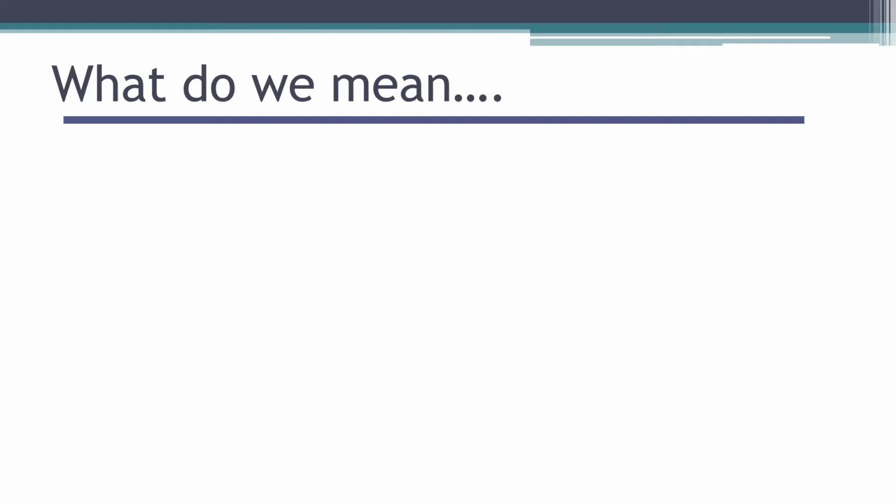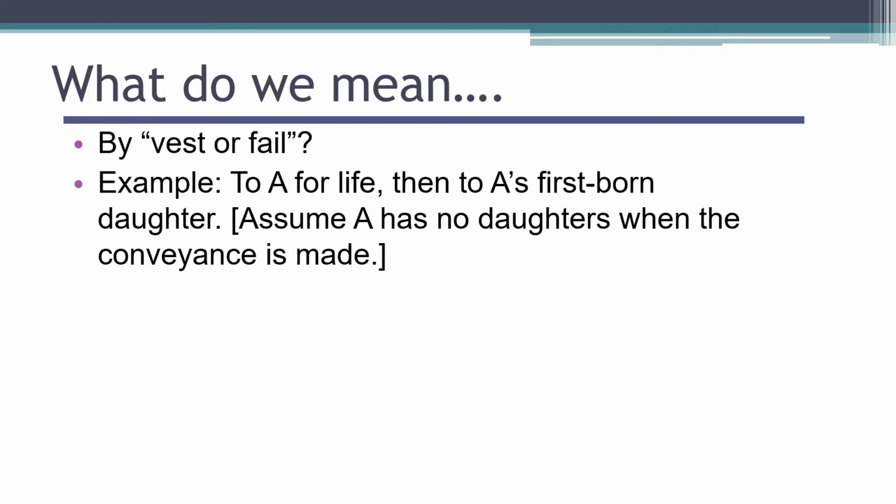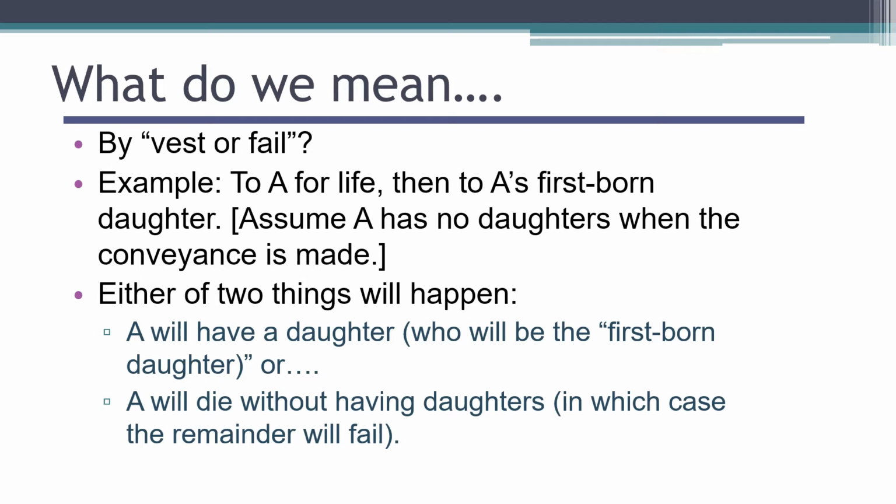So what do we mean when we say that the future interest has to vest or fail within 21 years after some life in being? Well, let's take an example. To A for life, then to A's firstborn daughter. Let's assume that A has no daughters when the conveyance is made. So we don't really know whether A will have a daughter or not. There are two things that might happen. Either A will have a daughter, and that daughter by definition will be the firstborn daughter, or A will die without having any daughters, in which case the remainder will fail. There will not be anybody, in other words, who is qualified to take the remainder.